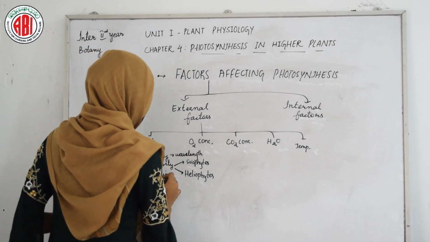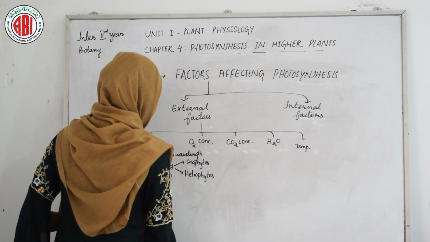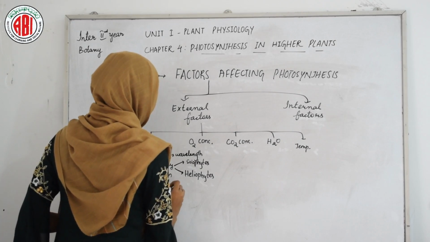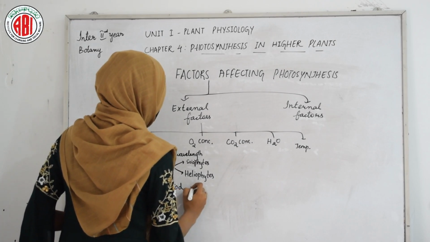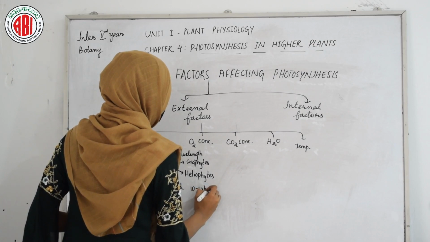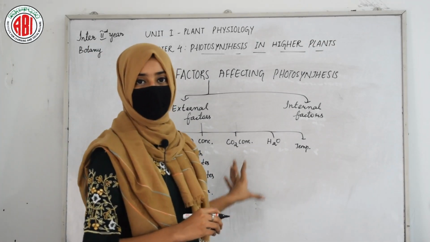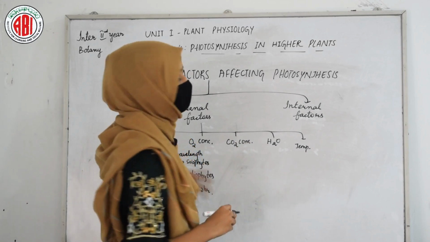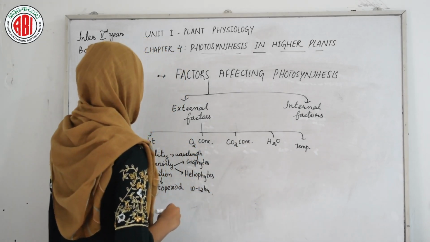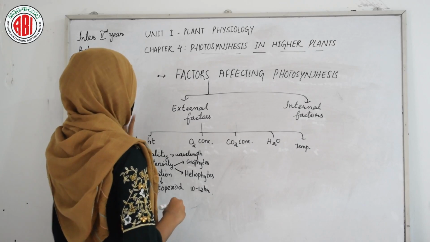Now let us talk about the duration. Duration of light is nothing but photoperiod. All the plants require at least 10 to 12 hours of light. This is the photoperiod that is required by the plants to carry out the process of photosynthesis. Now we are talking about the factors.